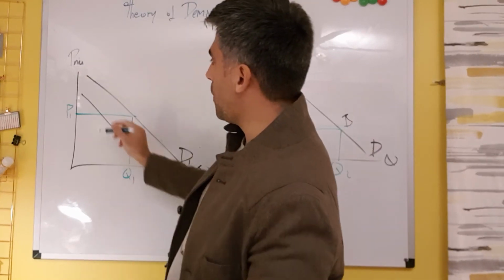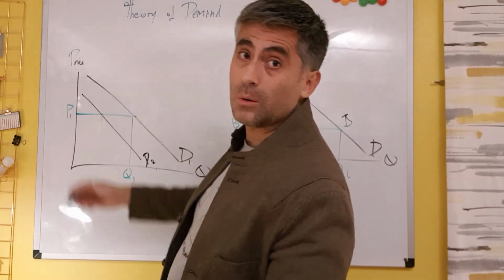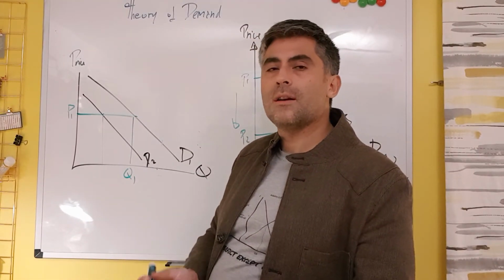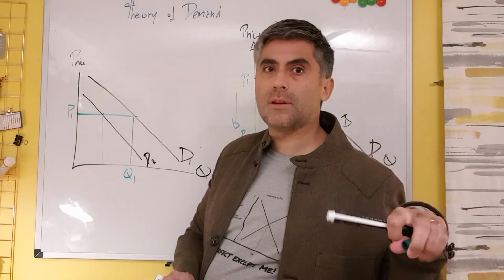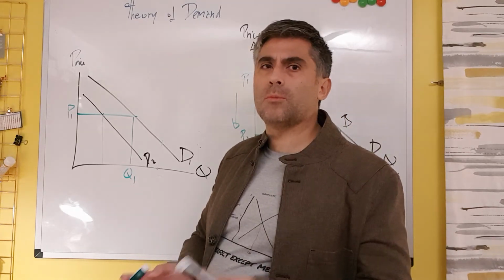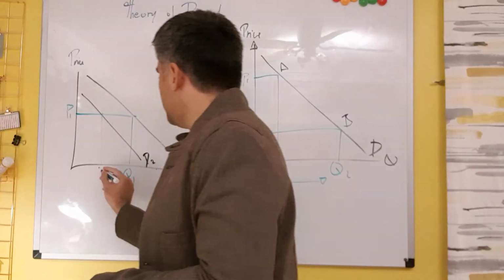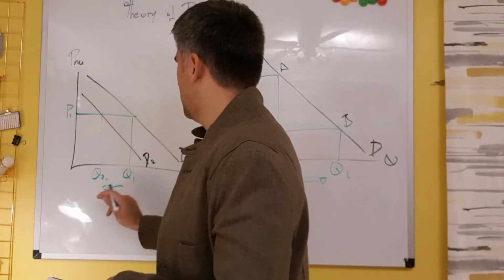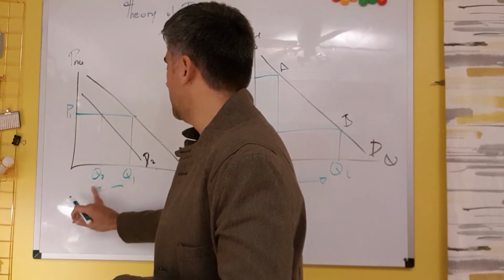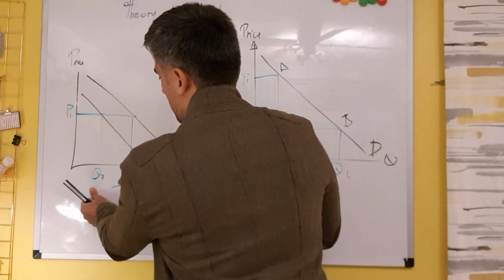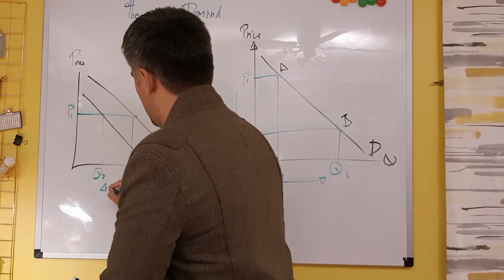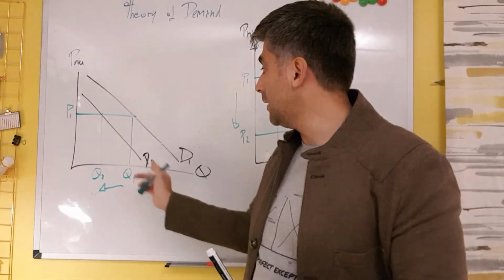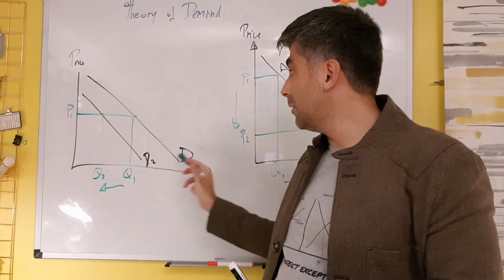And we can see that the price hasn't changed. The price of Coca-Cola hasn't changed. But yet, because Pepsi has decreased their prices, people are buying more Pepsi than Coca-Cola. So we have a decrease in the quantity demanded for Coca-Cola there. So that's a shift in our demand curve from D1 to D2.